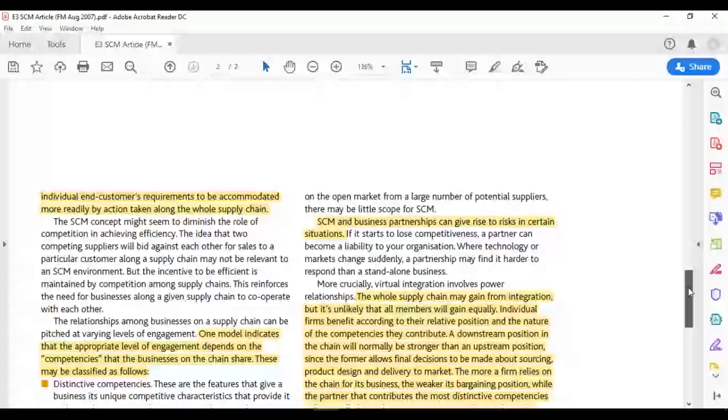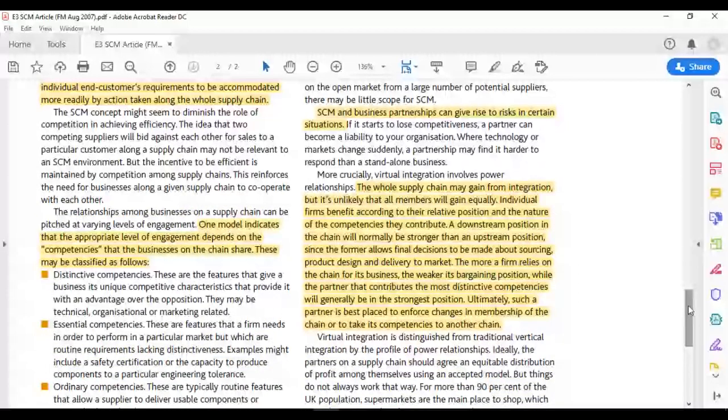Okay, so what are the main risks? And this is here on page 2, the second column. They refer to 2 risks here. Firstly, supply chain management and business partners give rise to risks in uncertain situations.